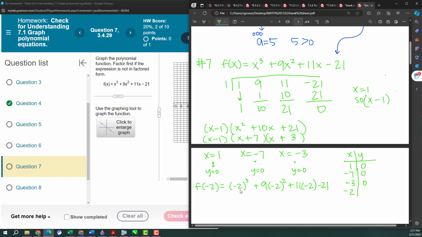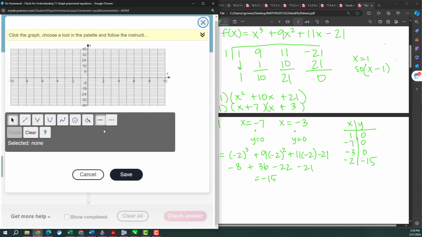Negative 2 times negative 2 times negative 2 gives us negative 8. Negative 2 times negative 2 is a positive 4. 4 times 9 is 36. 11 times negative 2 is negative 22. And then we've got minus 21. So at negative 2, we get negative 15. So let's try to graph some of our points.